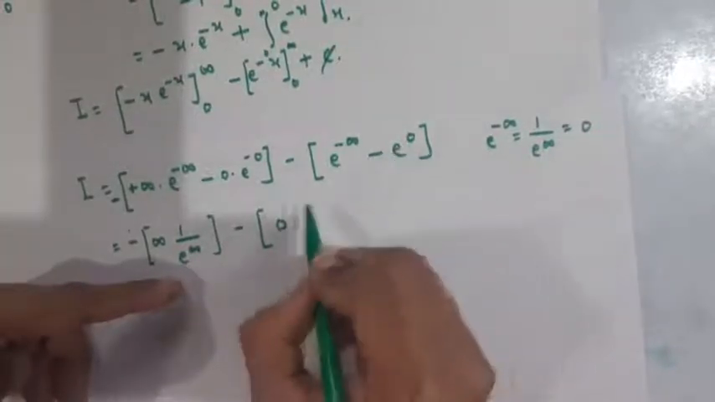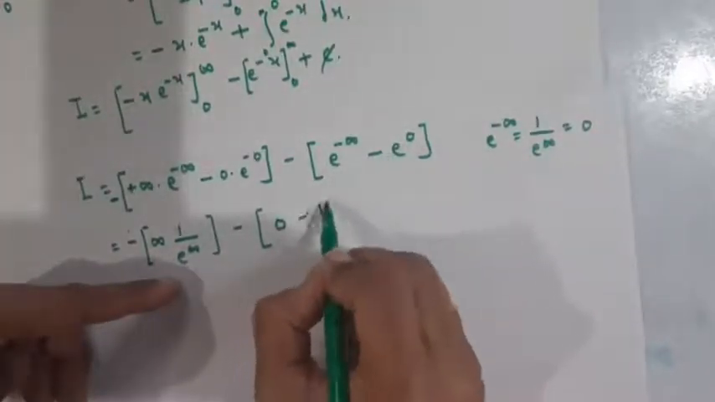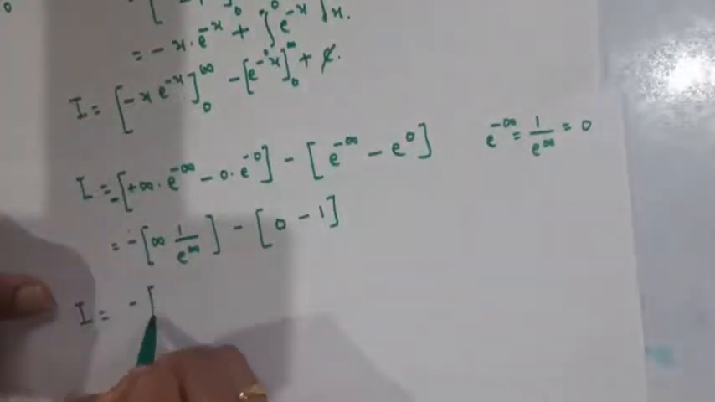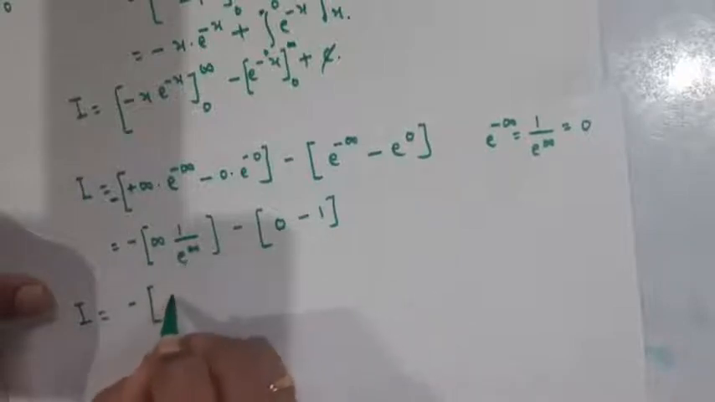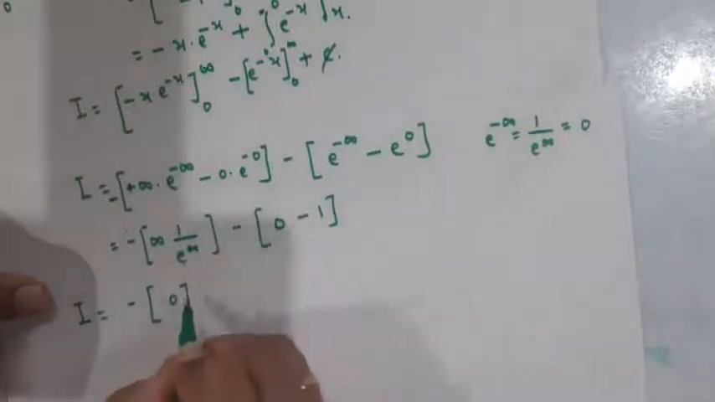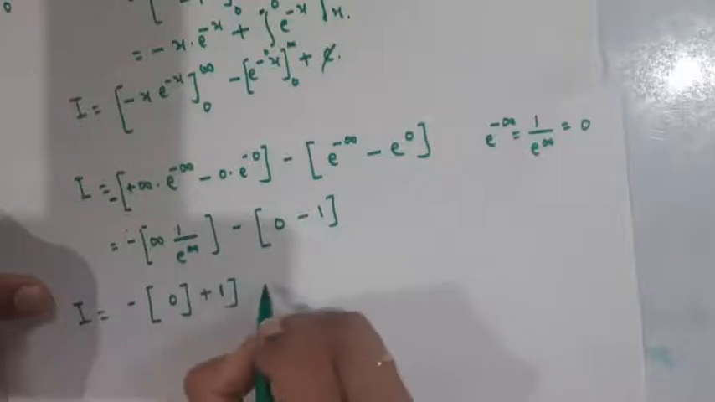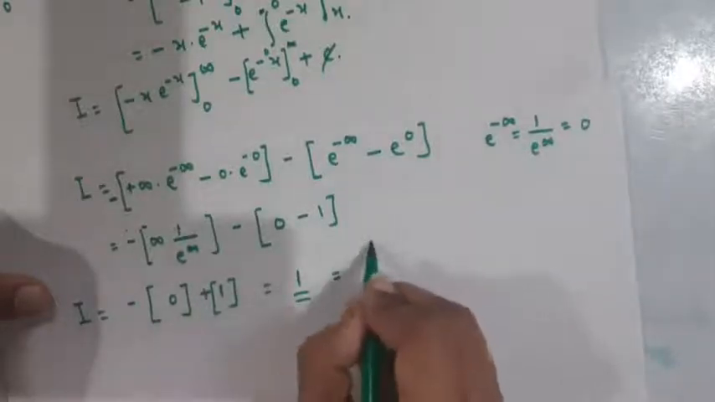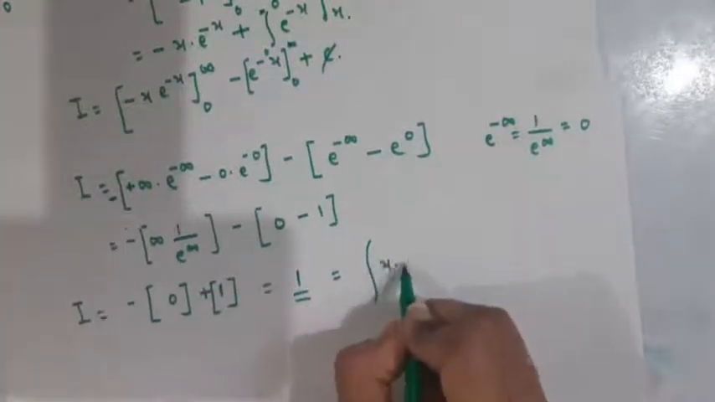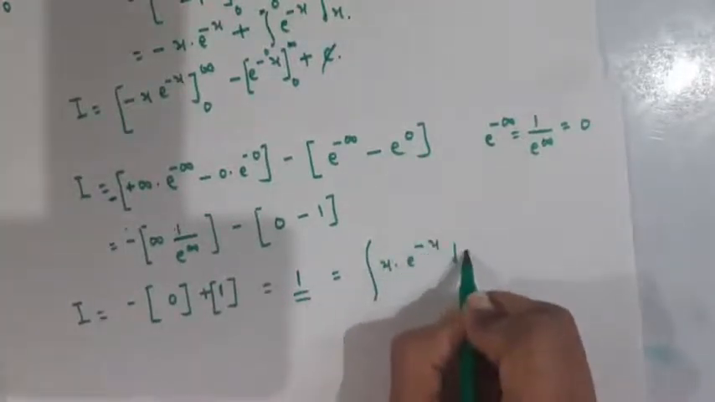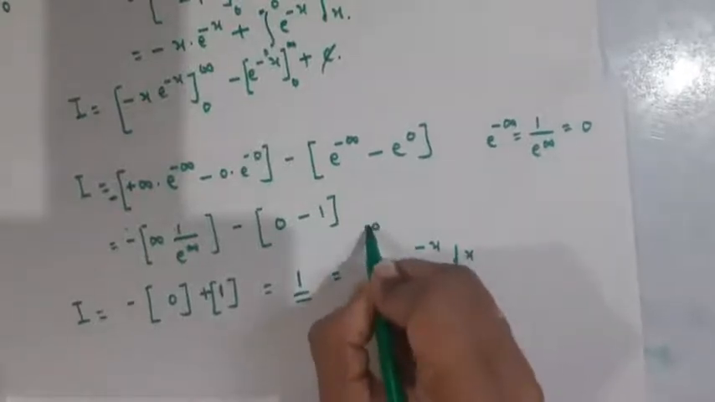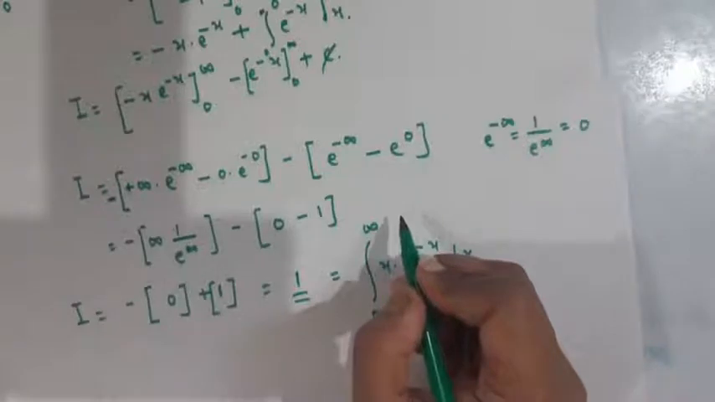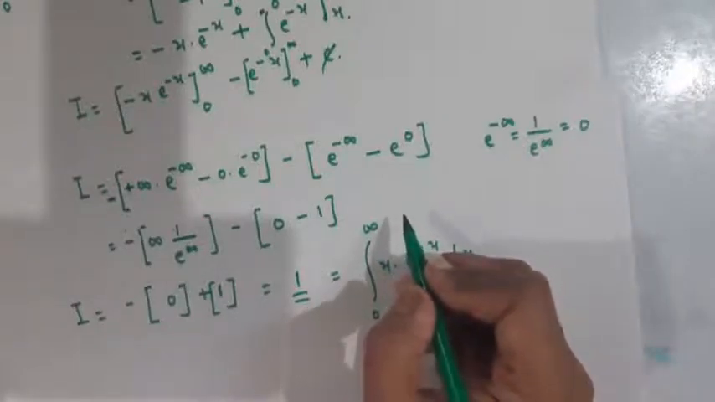And this e raised to 0 is 1, minus 1, and therefore integration I equal to minus side outside, 1 upon e raised to infinity is 0, minus minus become plus, and hence the integration is 1. The answer is 1, which is the integration of x into e raised to minus x with respect to x, limit of integration 0 to infinity. In this way we have to solve the problem.